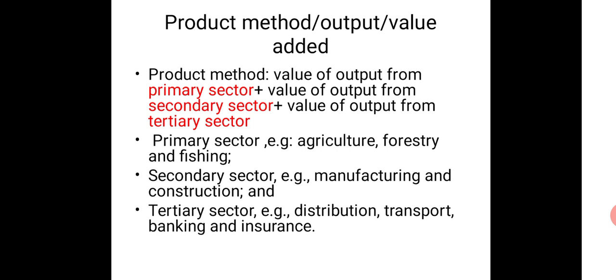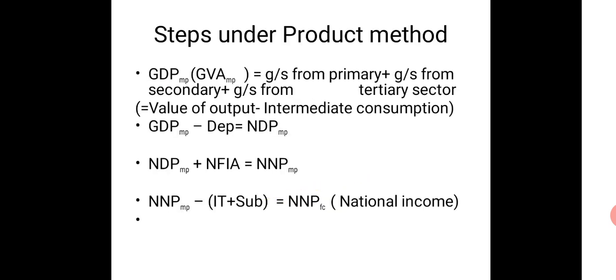Okay, the product method is also known as output method and value added method. At each stage, the value added to the product is added together to get GDP-MP. So the first step is how to get GDP-MP. The output of all the sectors, we have three sectors in the economy. What are the three sectors? Primary sector, secondary sector, and tertiary sector. Value of output from all these three sectors is added together to get GDP-MP. We can also have GDP-MP as GVA-MP, that is gross value added at market price.